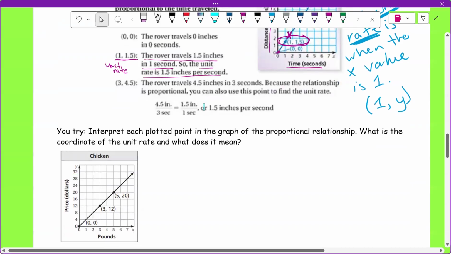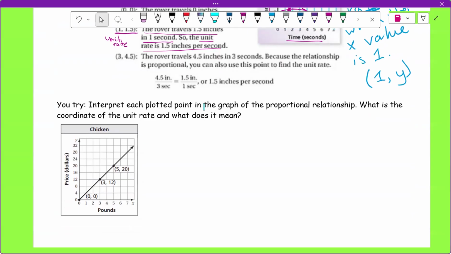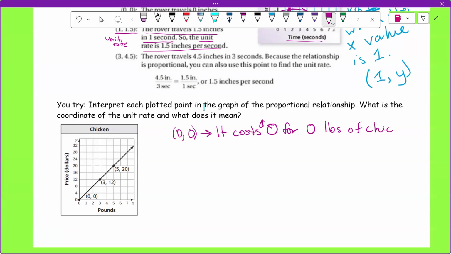Interpret each plotted point in the graph of the proportional relationship. What is the coordinate of the unit rate and what does it mean? So what is this graph about? It's about chicken. It's about cost or price per pound. So let's start with 0, 0. What does this one mean? Well, it costs $0 for 0 pounds of chicken, right? It's not going to cost me anything if I don't buy anything.